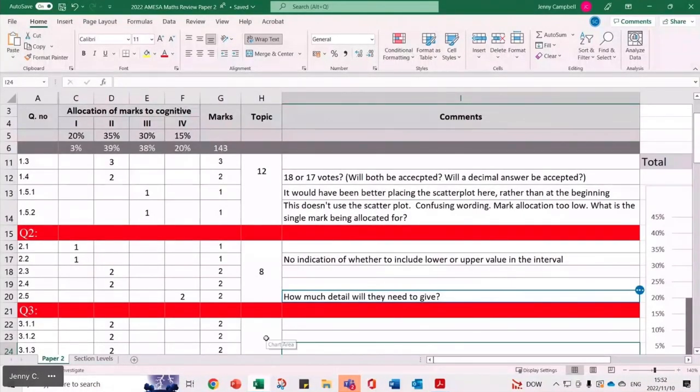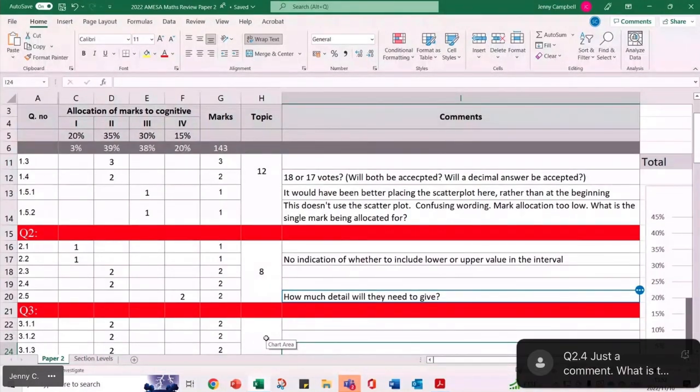As far as the cognitive levels are concerned, we put the first 2 in knowledge and the next 2 in routine. I don't mind the difference between level 1 and level 2, as long as we've got enough of the paper that is accessible. And then question 2.5 we put into level 4. I, for one, will be very interested to see what the official memo says for that. Any comments from anyone, either talk or in the chat?